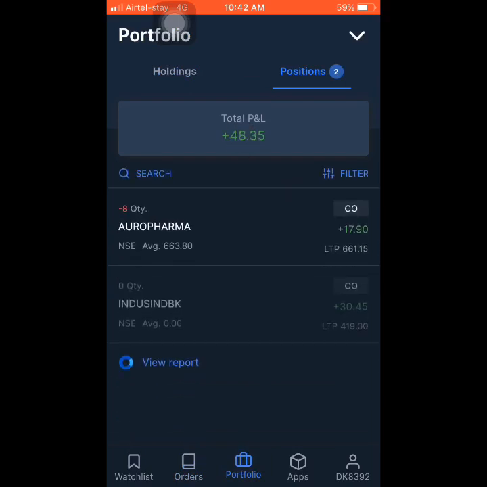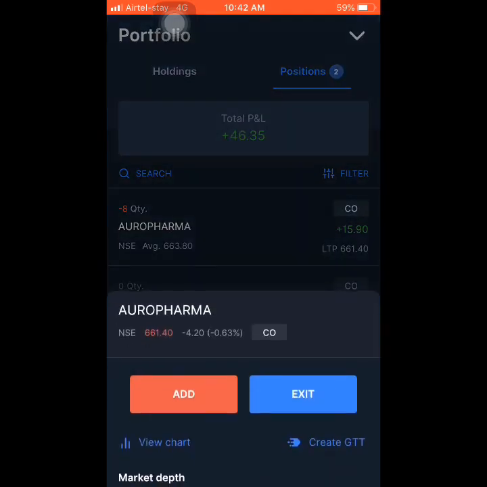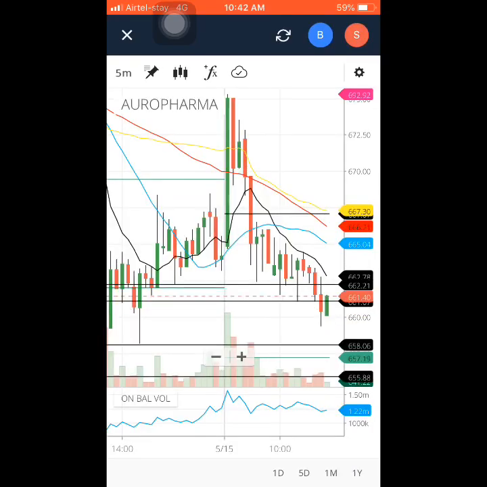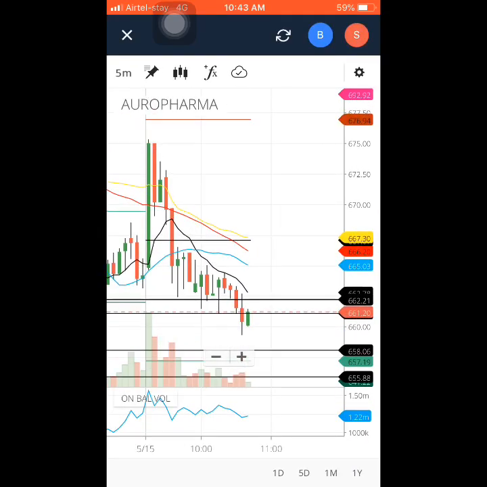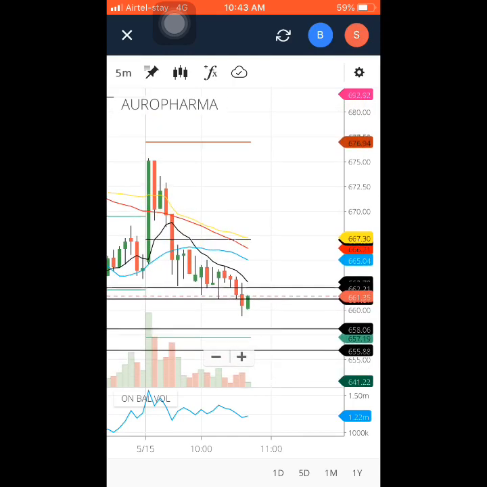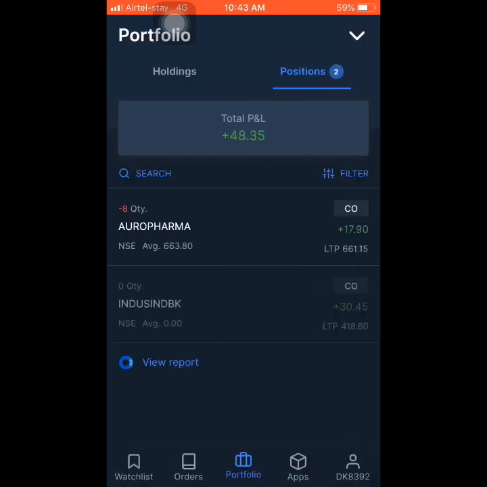Yeah, guys, now time is 10:42 a.m. I have shorted Aarti Pharma at 666.80 rupees, guys. Let's see. I can't record that, it was a good position. Sorry for that. I think Aarti Pharma will show some downtrend. Let's wait and see.